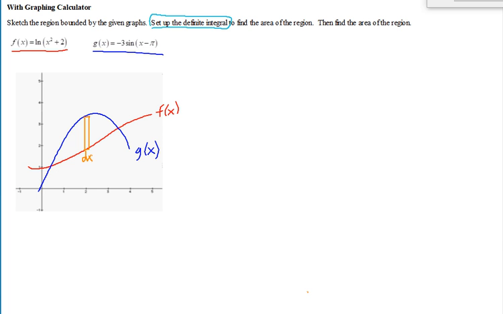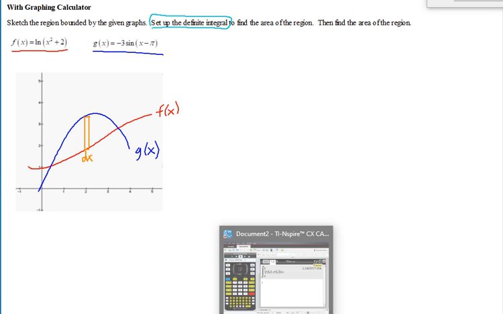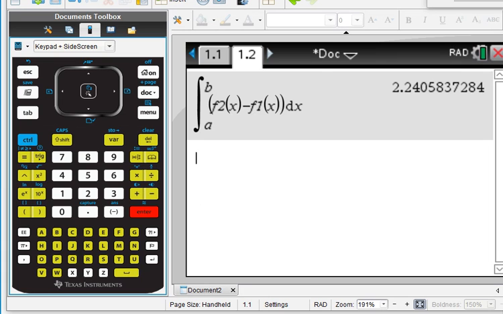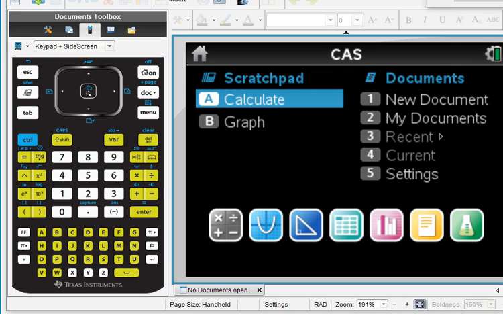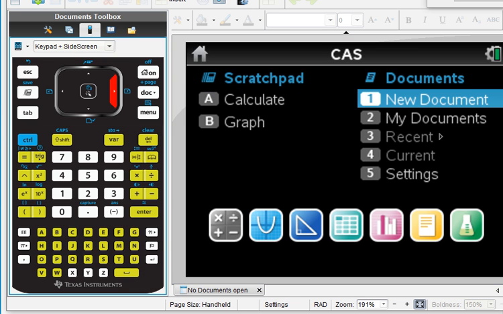So on the Inspire, I recommend not using the scratch pad because you can't save things, whereas the documents you can. If you want to come back to a homework problem or a problem on the AP test, it can save you a lot of time. So let's create a new document.